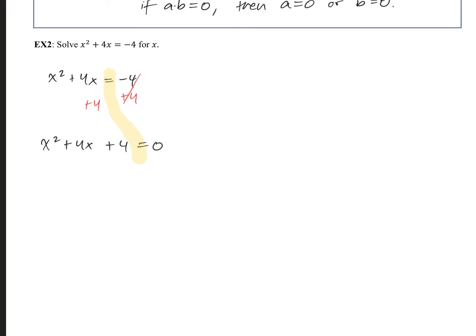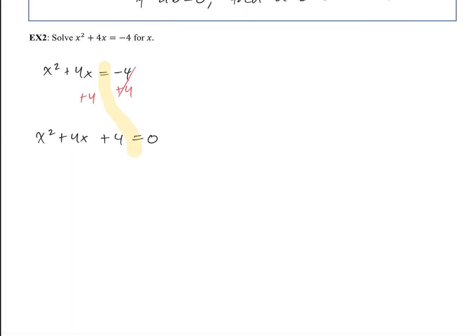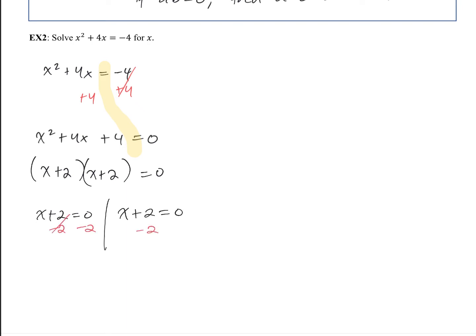So the zero factor property is to set it equal to 0 and then factor. And I can factor this by doing x plus 2 and x plus 2 equals 0. And then I'll go ahead and set each factor separately equal to 0 and solve. And in this case, we actually get the same answer both times. It doesn't always happen that way, but it happened with this one. So x equals -2. Alrighty, and we're done. So that was the zero factor property.